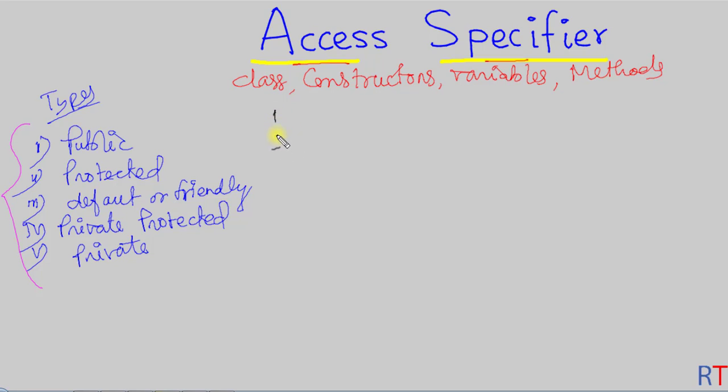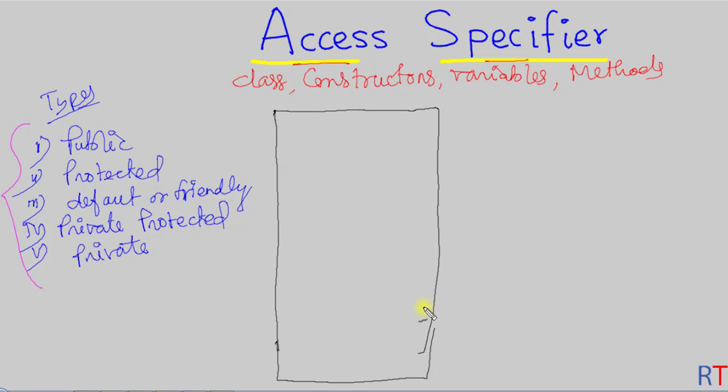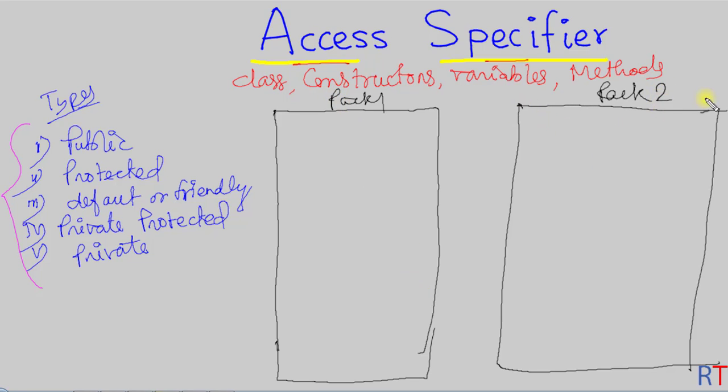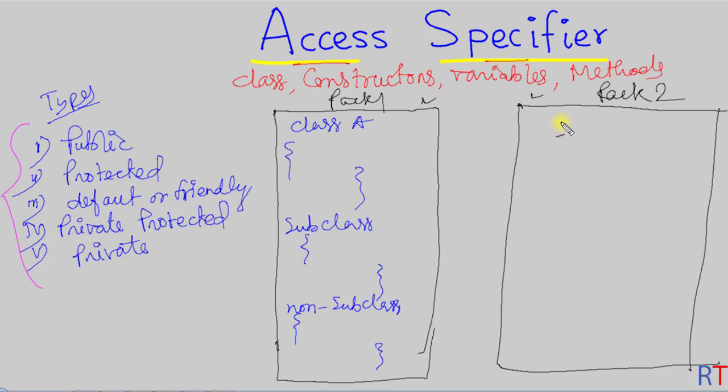Now to understand them in detail, we have to create two packages. This is package 1, and we have to create another package. This is package 2. So we have two packages, package 1 and package 2. Inside package 1, we have to create one class A, which has one subclass in the same package and also has a non-subclass in the same package. And in the other package, we have the subclass of that class A, and also we have non-subclasses of that class A in the other package.